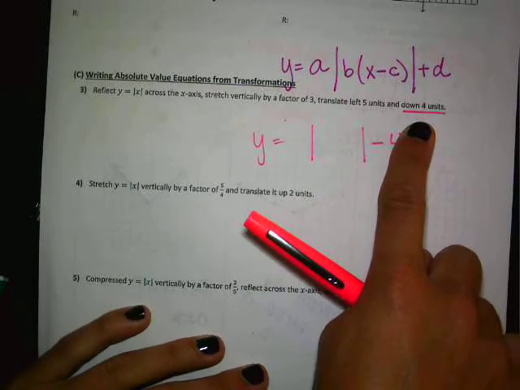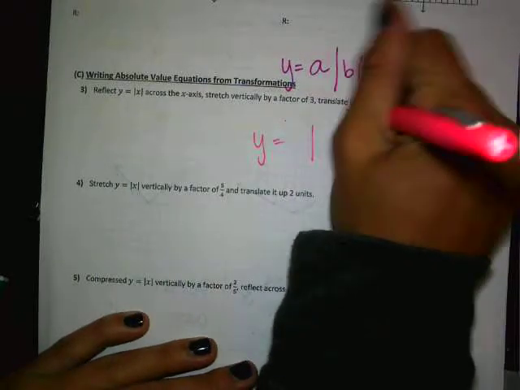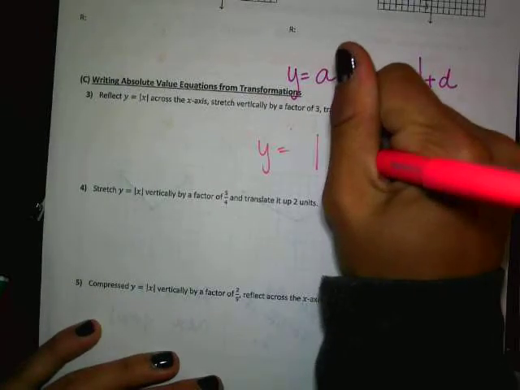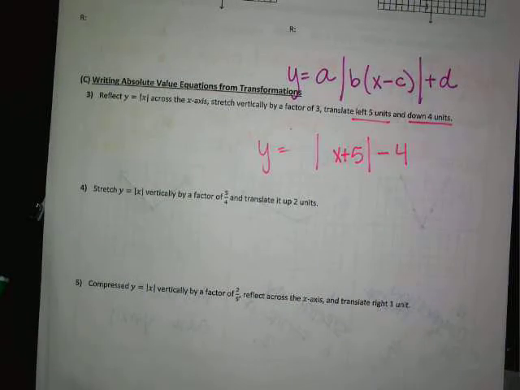So would it be a positive 5 inside there? Very good. So left 5. Left is horizontal. It's going on the inside, and you have to do the opposite. So is it the C? X plus 5. That's the C. And then B.